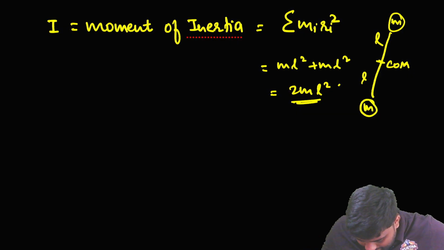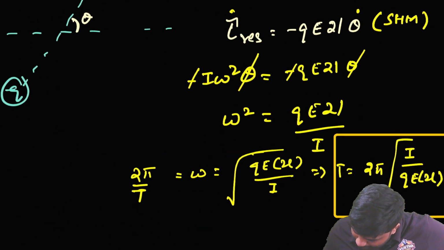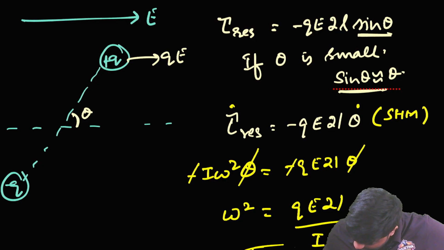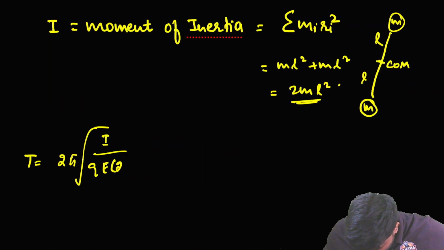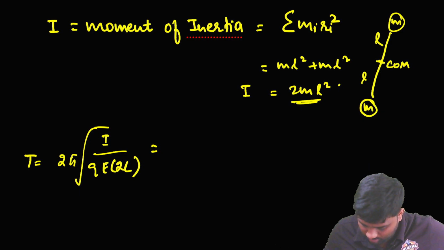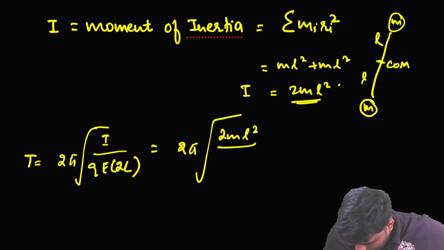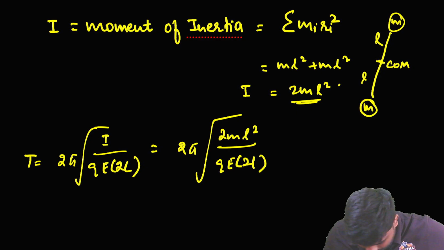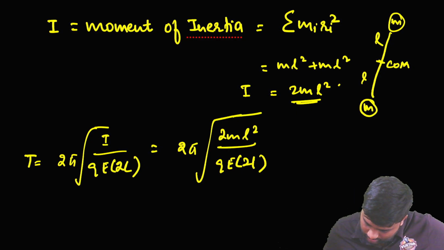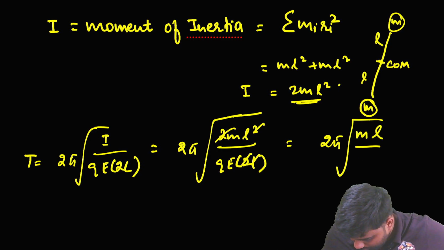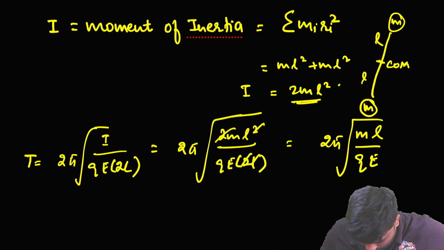So here, the time period we got was 2 pi under root I upon QE into 2L. Now the moment of inertia for this system is 2mL square, so T is equal to 2 pi under root 2mL square upon QE into 2L. Here 2L gets cancelled. That comes out to be 2 pi under root mL upon what? QE. mL upon QE.